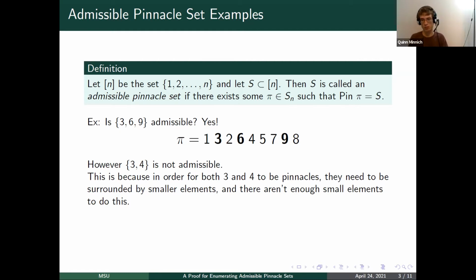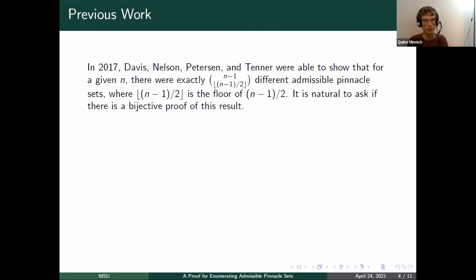Since some of these sets are admissible and some are not, a reasonable thing to ask is how many of the possible subsets are admissible? Is it like half of them, or are they counted by some funny number? Thankfully, in 2017, Davis, Nelson, Peterson, and Tanner were able to show that for a given length of a permutation, there's exactly n-1 choose floor of (n-1)/2 different admissible pinnacle sets. This takes a long time to say. Effectively, if you have n-1 things, the number of ways of choosing just about half of them is the number of different admissible pinnacle sets.